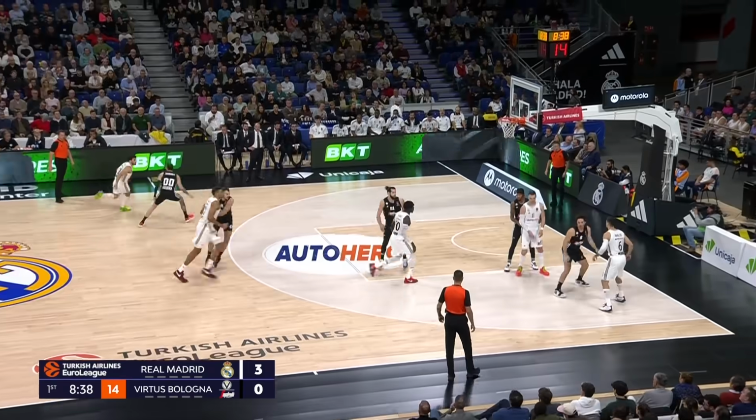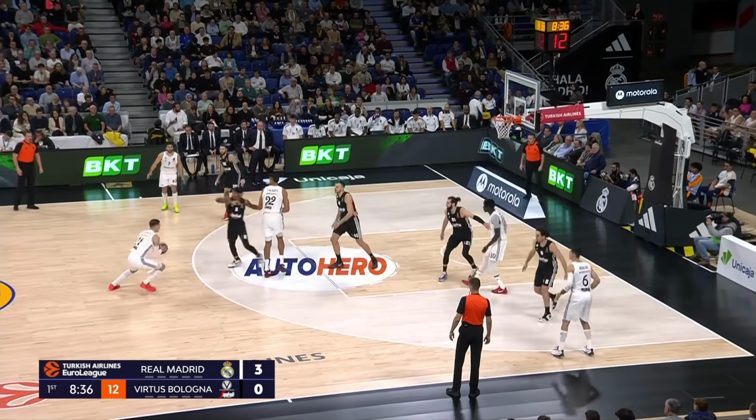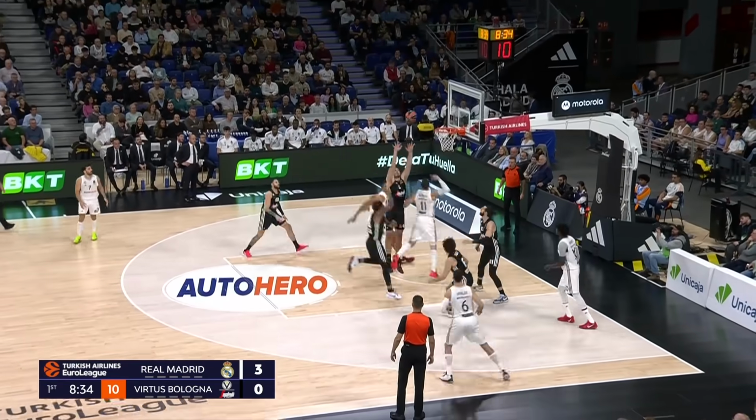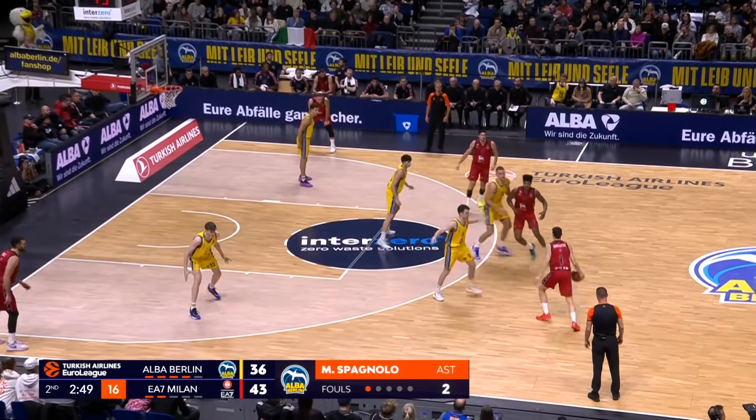So as you watch these next few possessions, see if you can identify where the guard engages the big and then makes the decision to give it up.